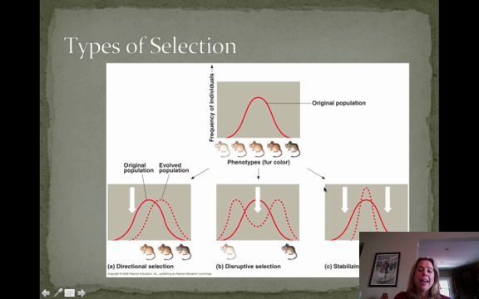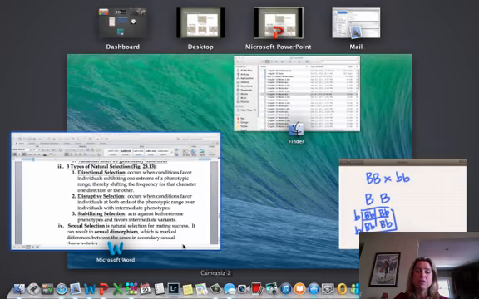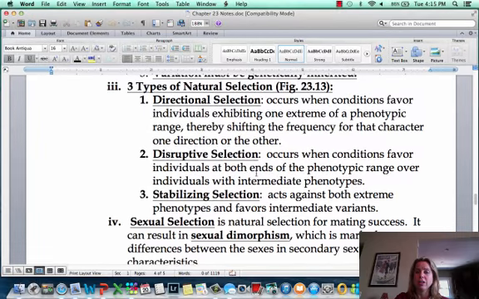Okay, now the last type, stabilizing selection, is where the middle is favored by the environment the most. So let's say for some reason the area turns brown, and so the brown ones are going to be the most successful at life. And so that bell curve is just going to get narrower because you're going to see the intermediates favored more than anything else. So those are the types of selection that you can have as far as natural selection can go.